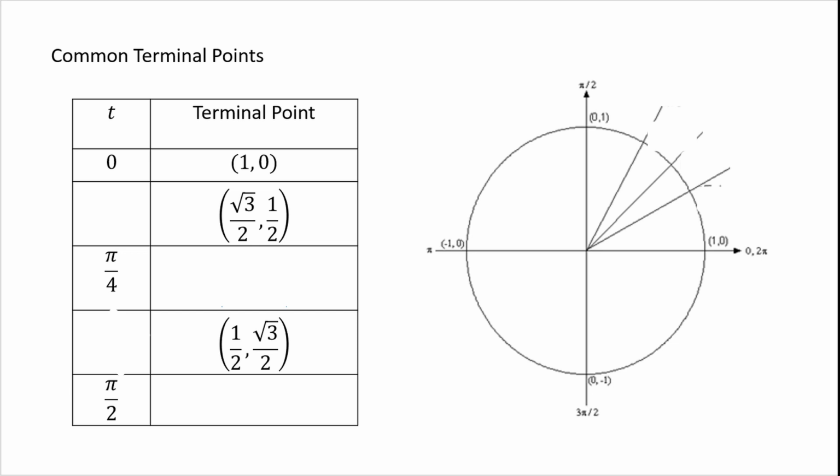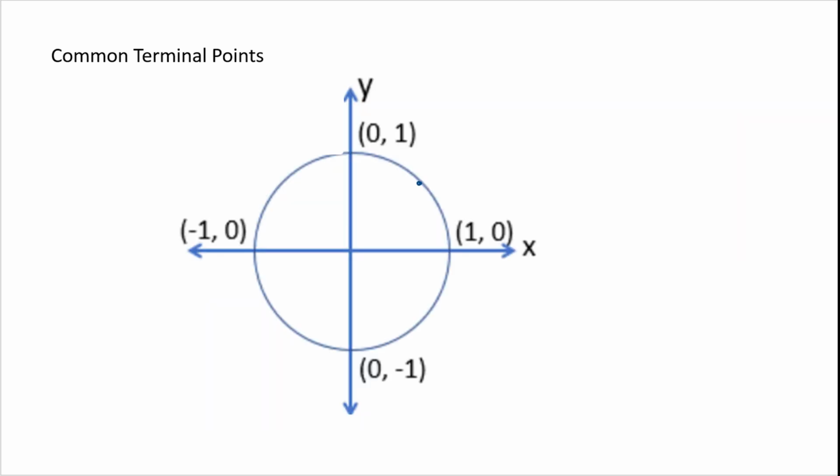Common terminal points. We'll complete the table as we algebraically determine some of the missing values using the unit circle. We know for t equals 0, the terminal point is (1, 0), and we also know for t equals pi over 2, which is 1/4 of the circumference of the unit circle, the point is (0, 1). Let's now consider t equals pi over 4.